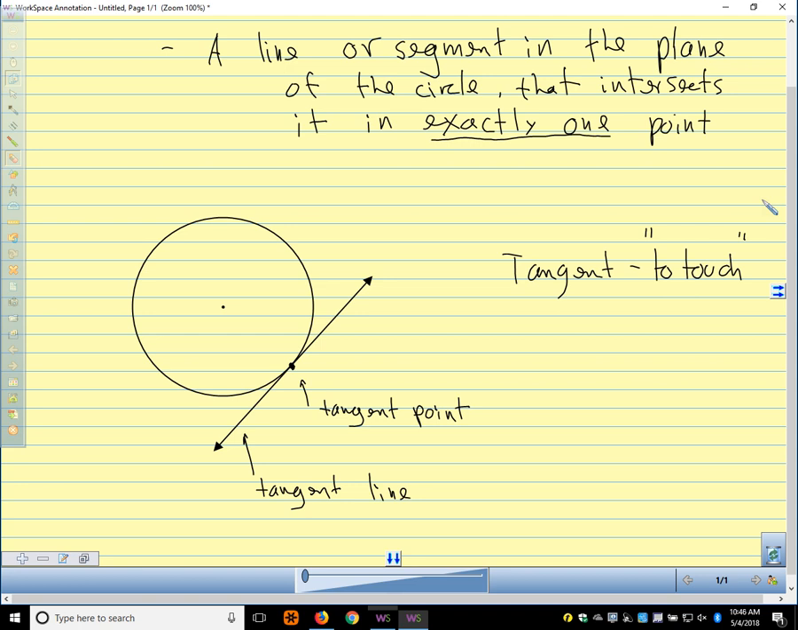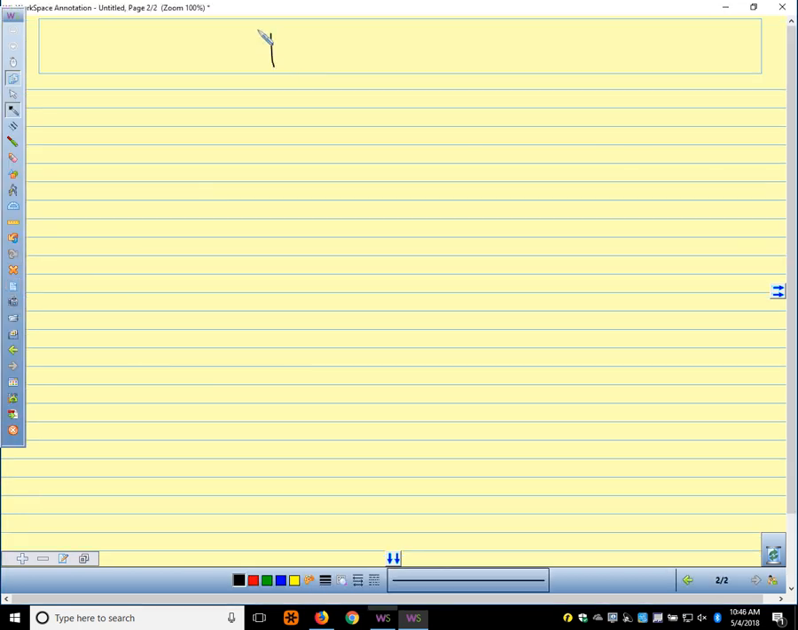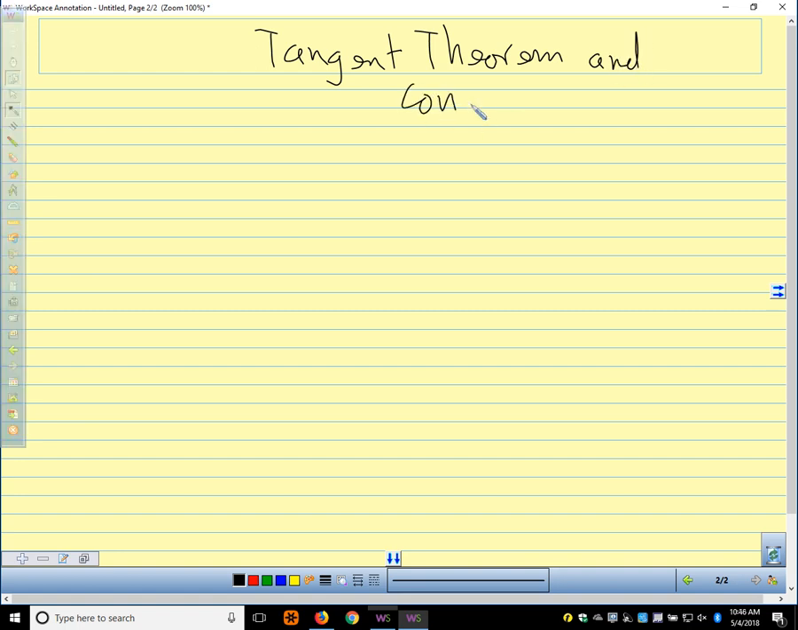All right, so we have one main theorem that we're going to talk about for this section, which we're going to call the tangent theorem. So a tangent line intersects a circle in exactly one point. We have a theorem, because that makes a special relationship. The tangent theorem, and converse. We're going to talk about both together.